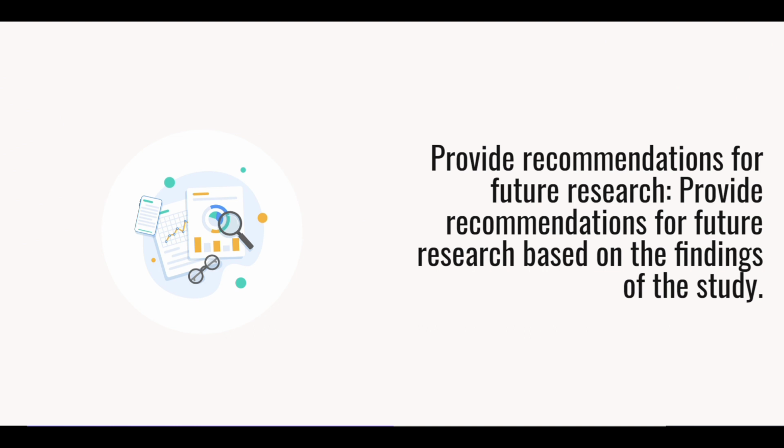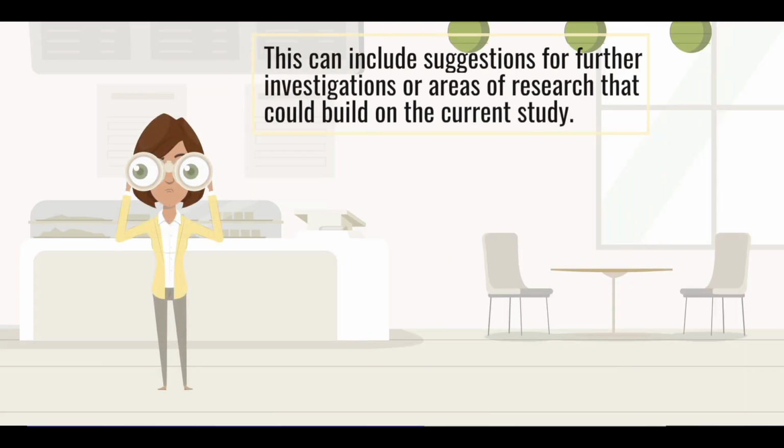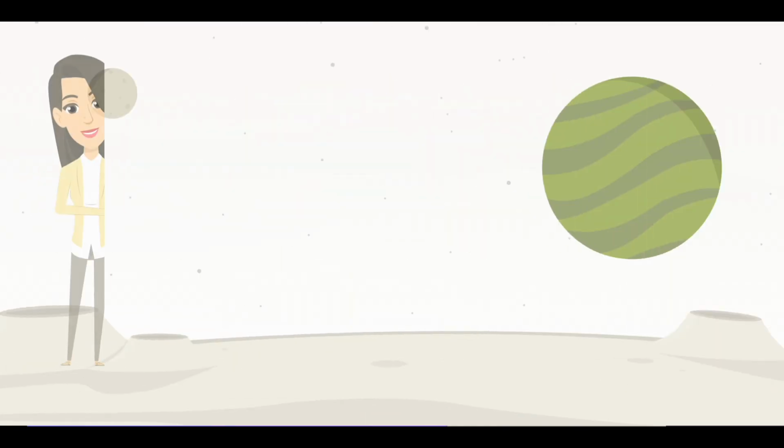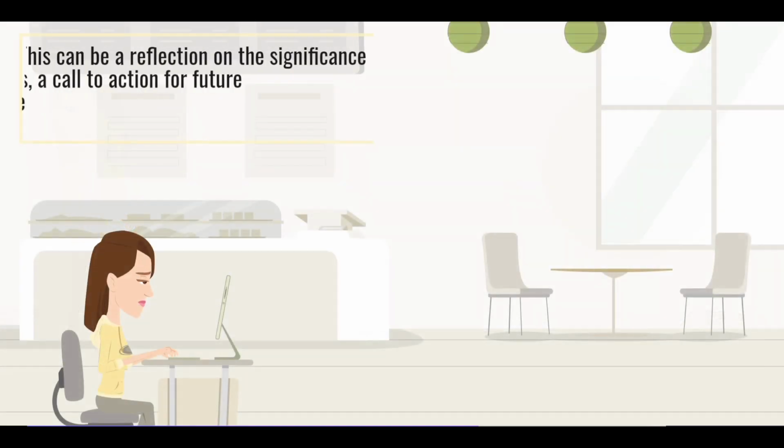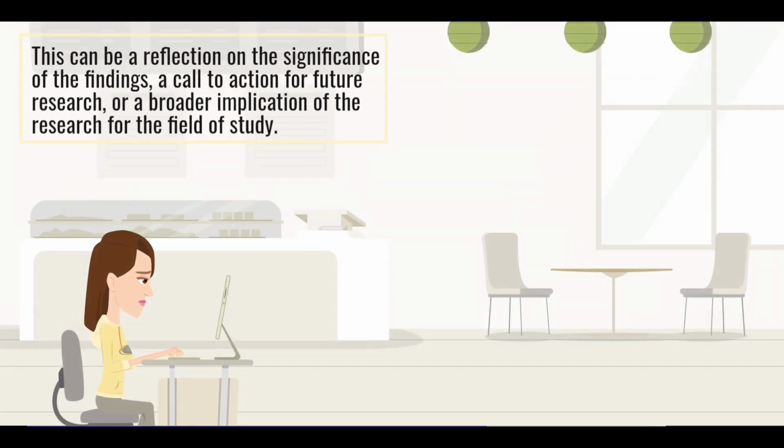Provide recommendations for future research. Provide recommendations for future research based on the findings of the study. This can include suggestions for further investigations or areas of research that could build on the current study. End with a final thought. End the conclusion with a final thought that summarizes the overall message of the paper. This can be a reflection on the significance of the findings, a call to action for future research, or a broader implication of the research for the field of study.